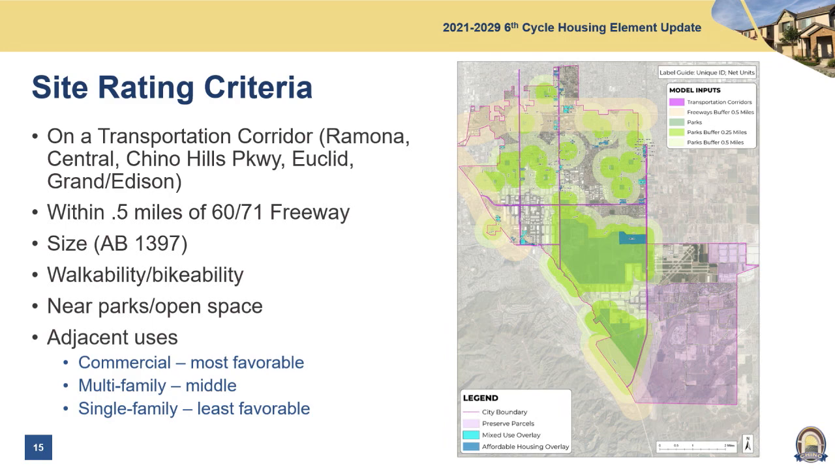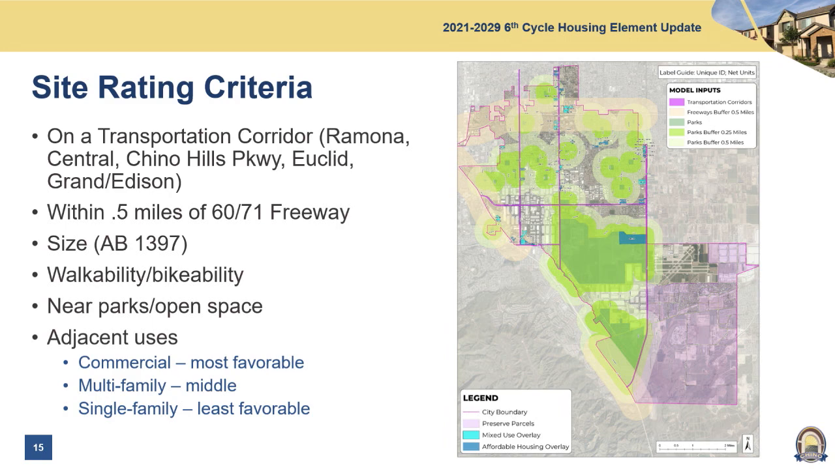Walkability and bikeability, we looked at existing bike paths and existing sidewalks. Near parks and open space, all the green that you see on the map up here is within a quarter mile and a half mile. Dark green is quarter mile, and then after that is half mile of existing parks or open space. We took a look, identified all of those, and saw what sites fell within that criteria. We also looked at adjacent uses. If commercial was next to it, it was highest priority. If multifamily was already next to it, it got a 2 out of 3. And if single family was next to it, it got a 1.